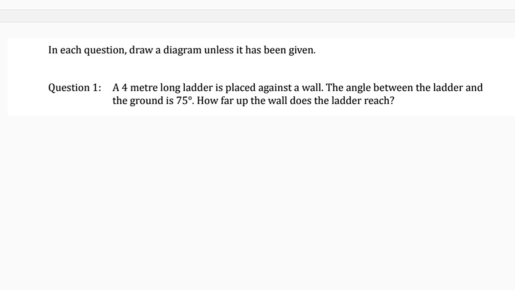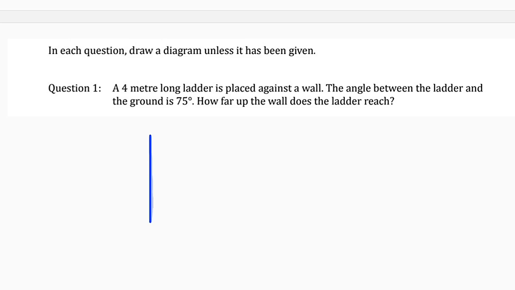Alright, the first question reads: a 4-meter long ladder is placed against a wall. The angle between the ladder and the ground is 75 degrees. How far up the wall does the ladder reach? Okay, let us make a sketch here. Suppose this is a wall and this is the ground level, and we have a ladder right here.